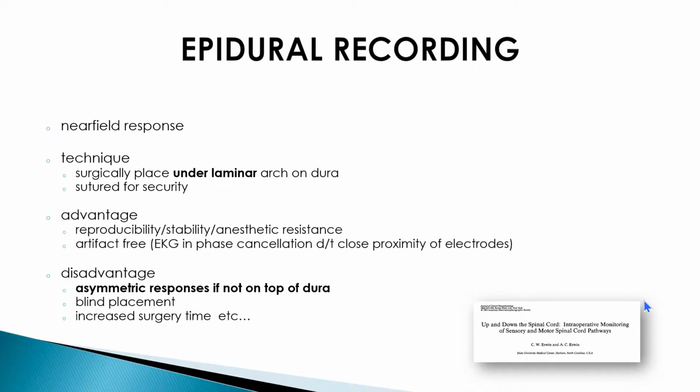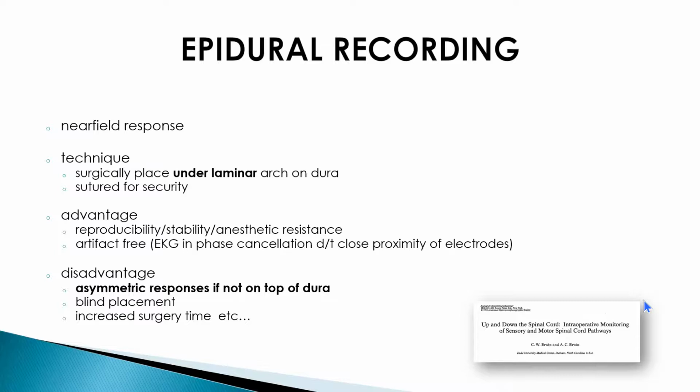Some places will have you do an epidural electrode. This is a near-field response. They're placing an electrode right on top of the dura, under the laminar arch. Then it's sutured in for security so it's not pulled out. It's a very stable response and it's unaffected by anesthesia. It's usually artifact-free as well because there's no muscle activity to get in the way.